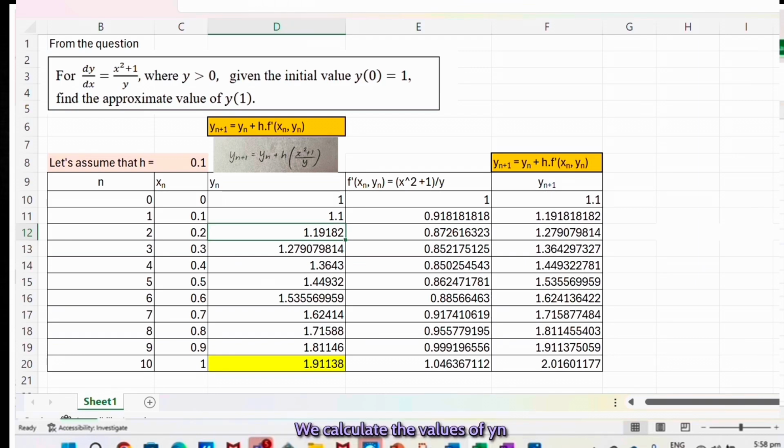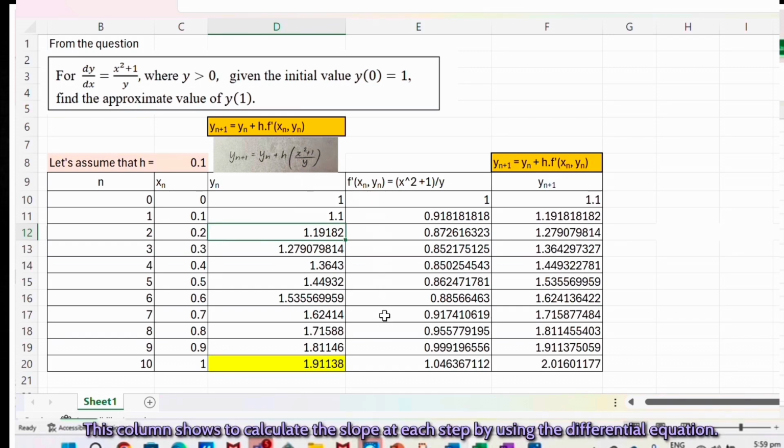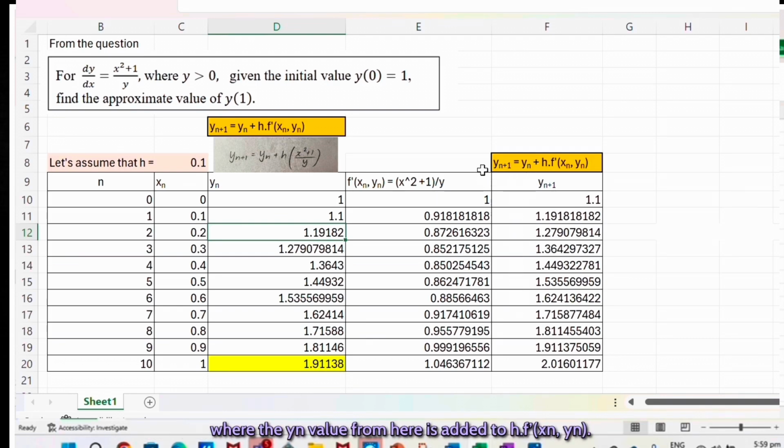We calculate the values of y0 using this formula: y0 plus 1 equals y0 plus h times f of x0, y0, where f of x0, y0 is equal to x0 squared plus 1 over y0. This column shows how to calculate the slope at each step by using the differential equation. This column shows how to calculate the next y value by using Euler's method, where the y0 value from here is added to h times f of x0, y0.